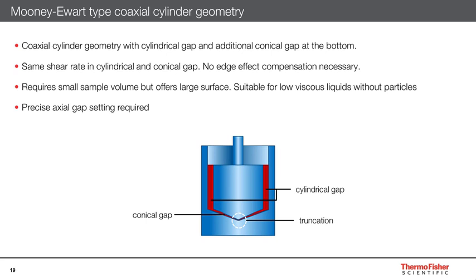Besides the cylindrical measuring gap that is common for coaxial cylinders, Mooney-Ewart type geometries have an additional conical gap at the bottom. They are designed in a way that the shear rate in both gaps is identical. Mooney-Ewart geometries require only small sample volume but still offer large shear surface and are therefore suitable for low viscous liquids without bigger particles. Due to the small truncation gap at the bottom, a precise axial gap setting with an automatic lift is required.